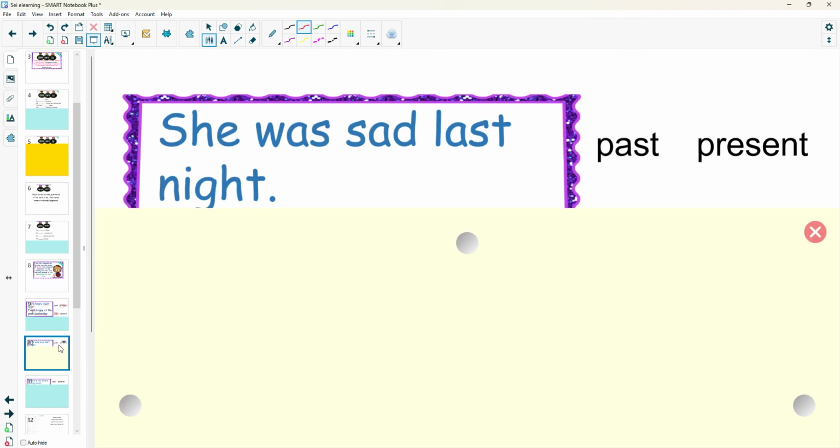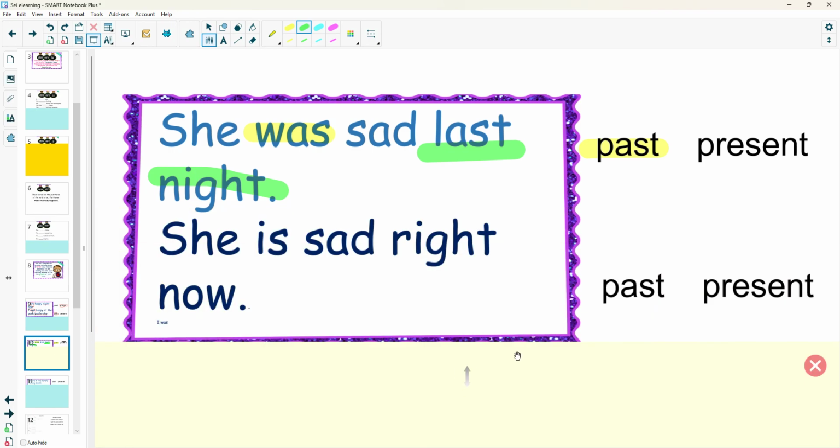Let's take a look at two more examples. Here's the sentence. Read it with me. She was sad last night. Say the verb out loud, and then say if it's past or present out loud. Hopefully you chose was as the verb, and you said that this sentence happened in the past. The key words in this sentence that let me know that it happened in the past were the verb was and last night. Last night already happened, so it's in the past.